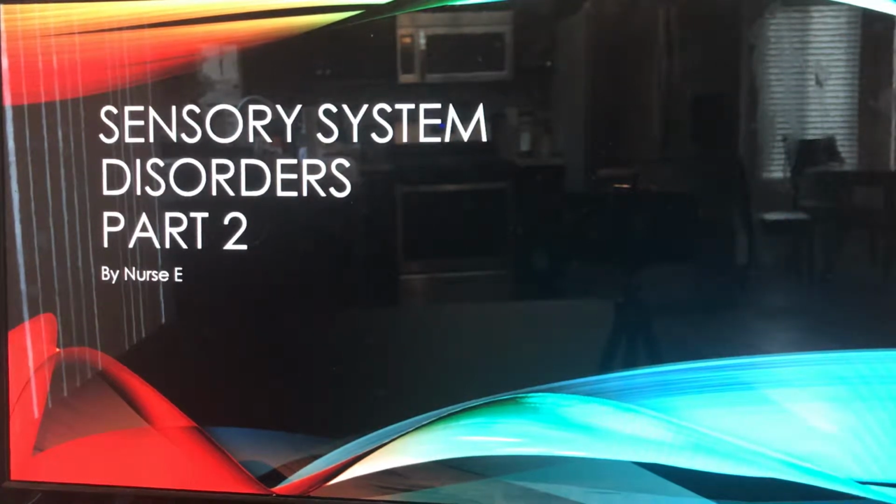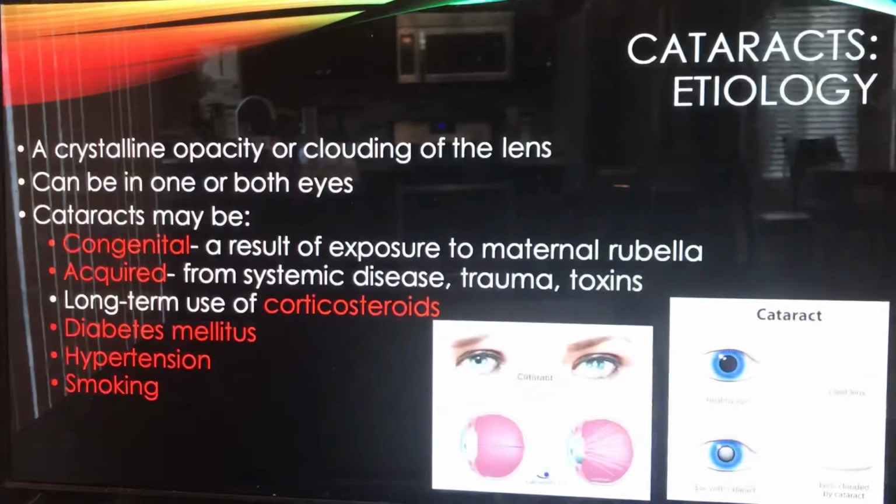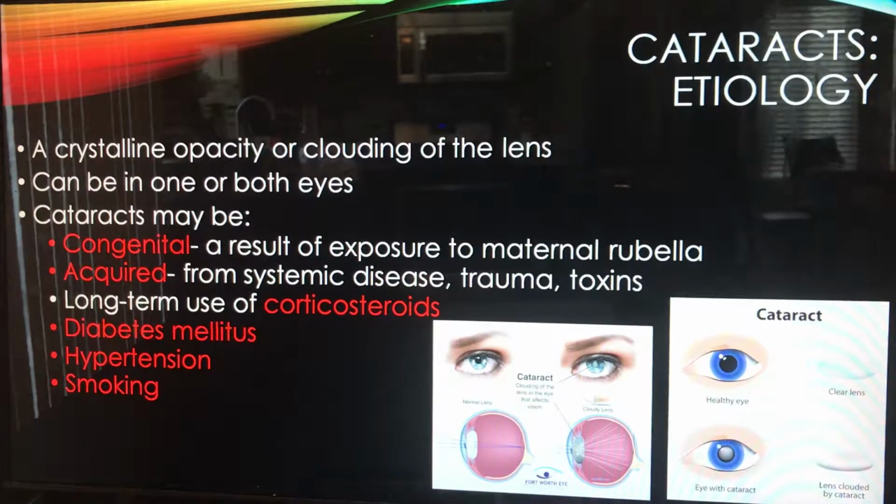So this is the sensory system disorders part 2. And the first disorder we're going to talk about is cataracts. Cataracts result from clouding of the lens. It can be in one or both eyes. Cataracts may be congenital or acquired. They can be caused by long-term use of corticosteroids, diabetes mellitus, hypertension, and smoking.